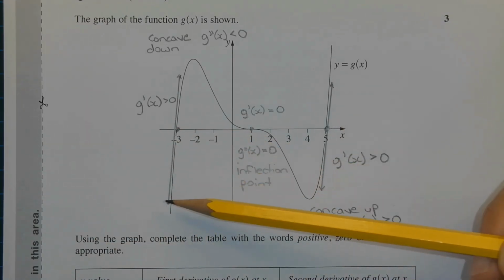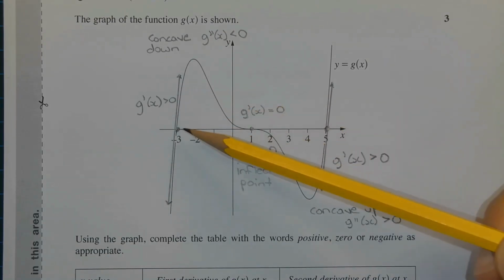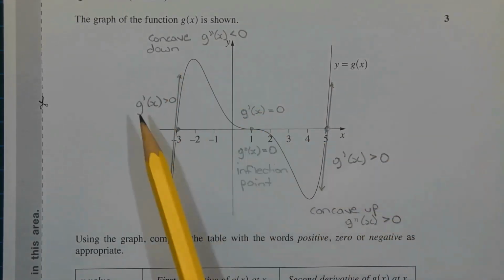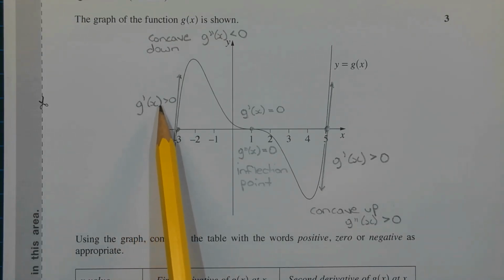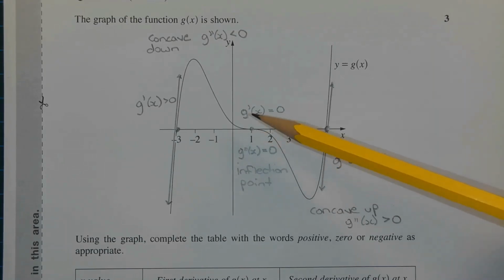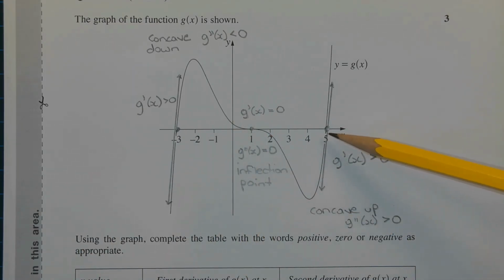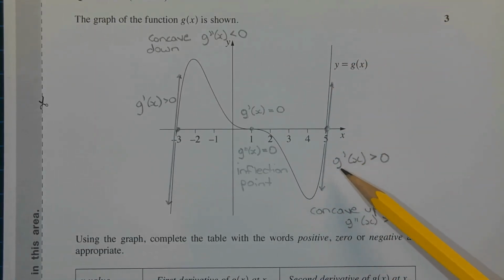If we look at the gradient of the tangent at those 3 points, at x equals negative 3, the gradient of the tangent is positive. So the first derivative g dash of x is greater than 0, so it's positive. At x equals 1, this is a horizontal inflection point. The gradient of the tangent is 0, so g dash of x, the first derivative, is 0. And at x equals 5, the gradient of the tangent is positive. So the first derivative, g dash of x, is positive.